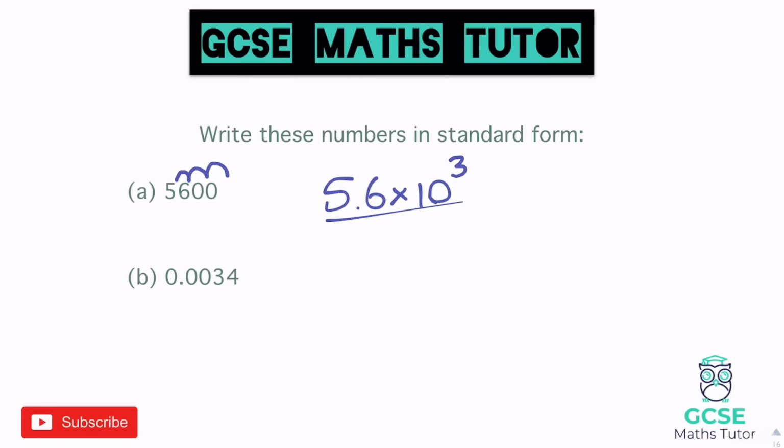Final answer. The next one is a small number, so we're going to have a negative power because we hop the decimal the other way this time. So 1, 2, 3 would make it 3.4, and again this time it would be times 10 to the negative 3 because it's a 0 point number, that indicates that it's a small number.